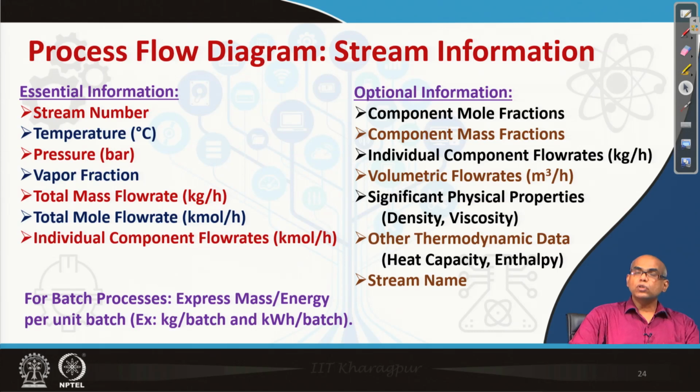So, we talked about continuous processes. For batch processes, we express mass or energy per unit batch. For example, kg per batch for mass, kilowatt hour per batch for energy. So, for batch processes, we will represent these quantities per unit batch.